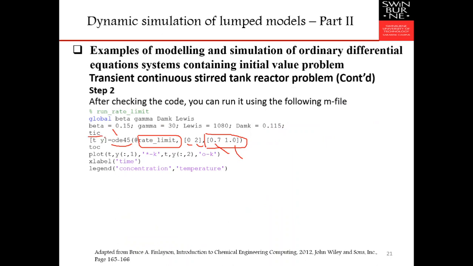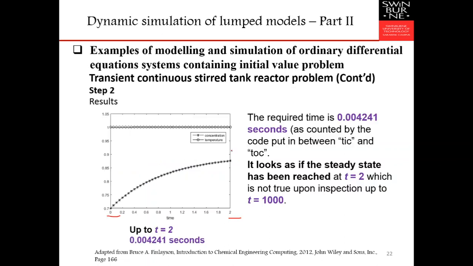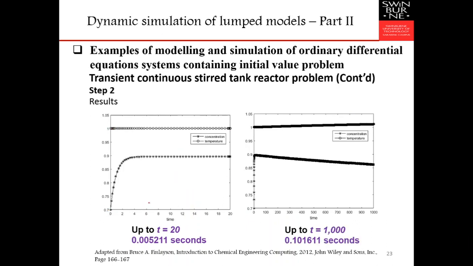We put this tic and toc here. It's the same as a stopwatch: we start the stopwatch, and then toc stops it again to check how long this particular line of code takes to run. So if we run it to 2, about 0.04241 seconds is required. As you can see, when you run until 2, the concentration is still increasing, but the temperature seems not to be changing much. So the system looks as if it's already reaching steady state. But this is not true.